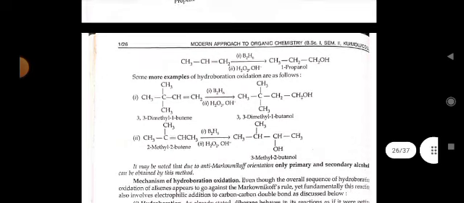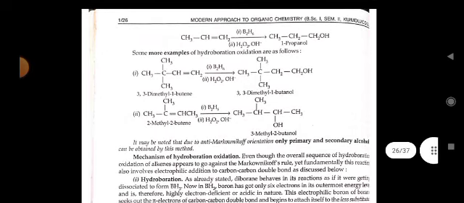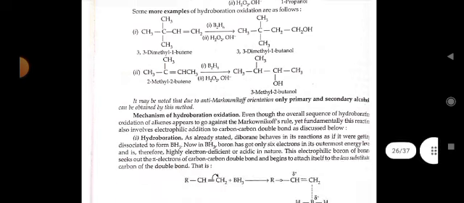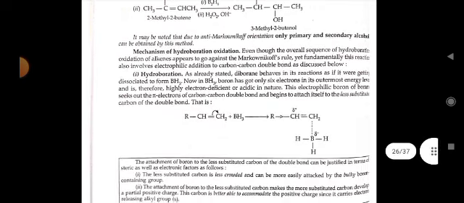Some more examples of hydroboration-oxidation are as follows: 3,3-dimethyl-1-butene in the presence of diborane and H2O2, OH- gives 3,3-dimethyl-1-butanol. It must be noted that due to anti-Markovnikov orientation, only primary and secondary alcohols can be obtained by this method. Mechanism of hydroboration-oxidation.